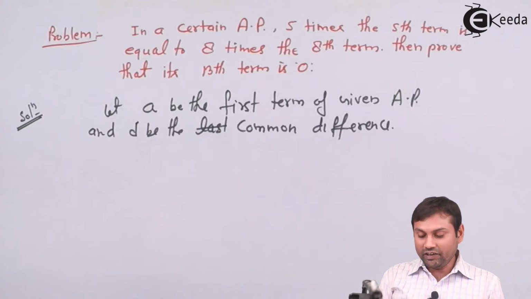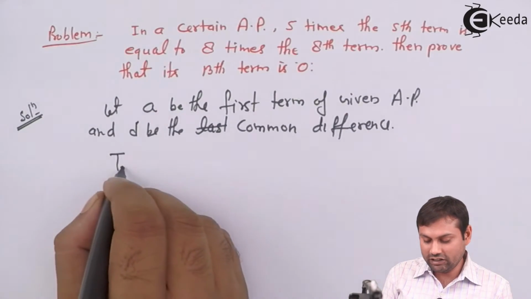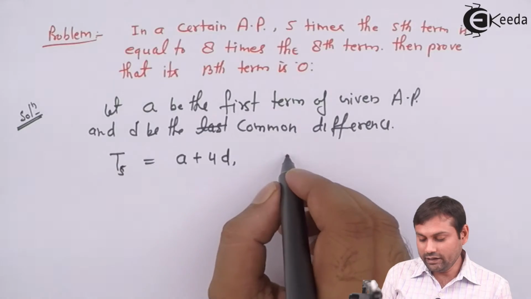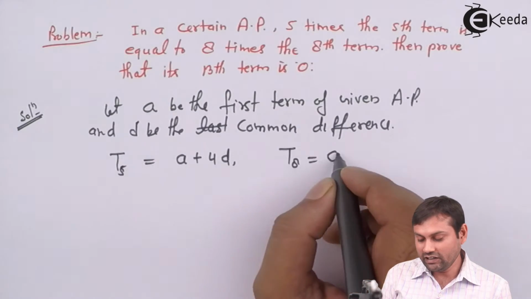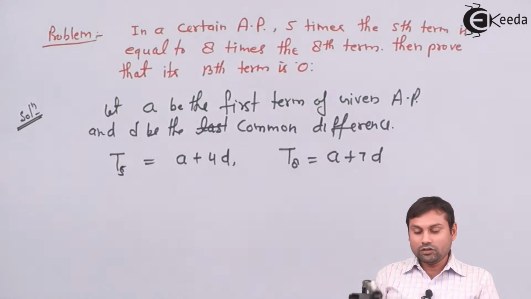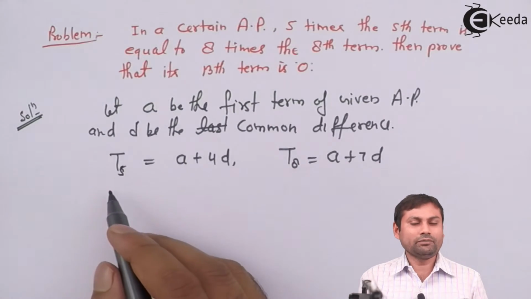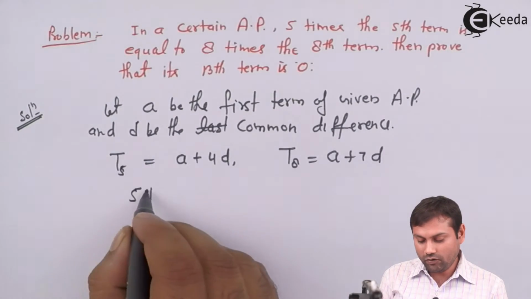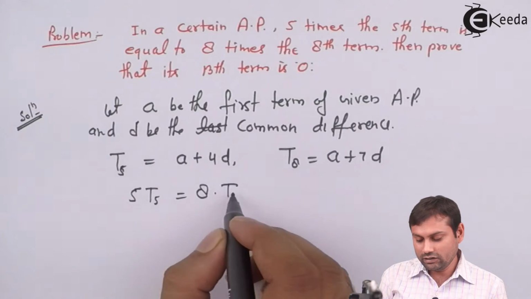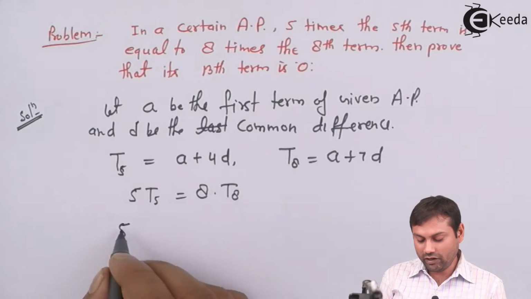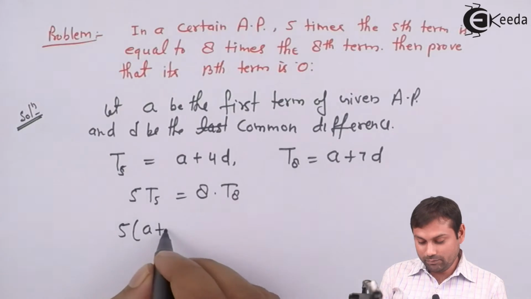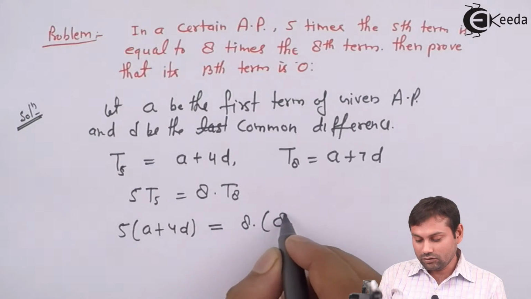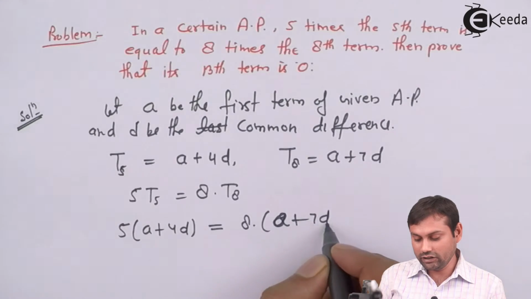So the fifth term, T5, would be A plus 4D, and the eighth term, T8, would be A plus 7D. Okay, so 5 times the fifth term equals 8 times the eighth term. So the condition they have given is 5T5 equals 8T8. So put the value here. So 5 times (A plus 4D) equals 8 times (A plus 7D). Now solve this.